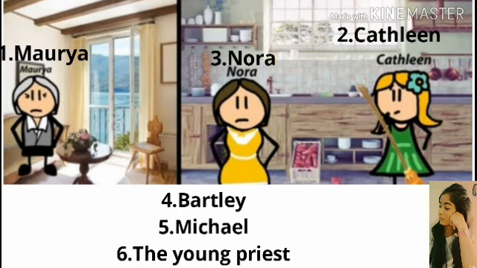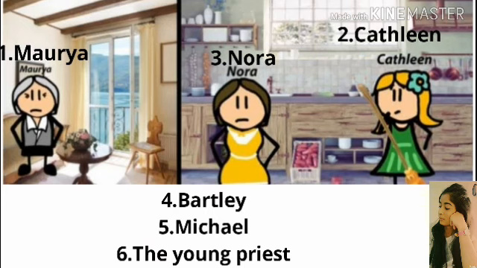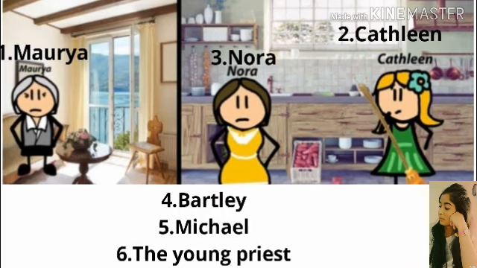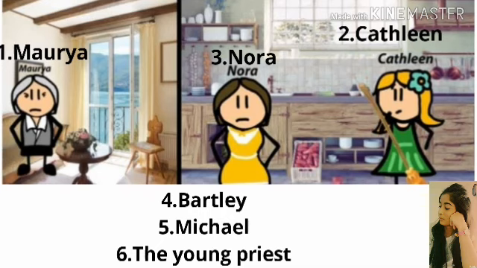And number six, and the last, is the young priest. He is an unnamed village priest who was expected to dissuade Bartley from sailing to the main island, and who gives the clothes to Nora. So that is just a little description of the characters, and now I'm going to begin the summary of Riders to the Sea.